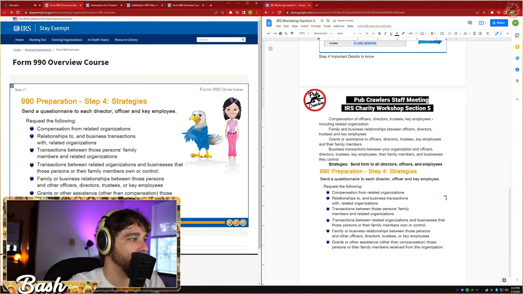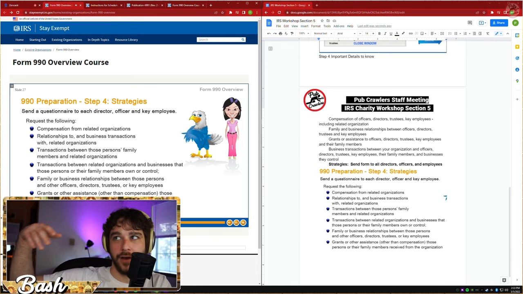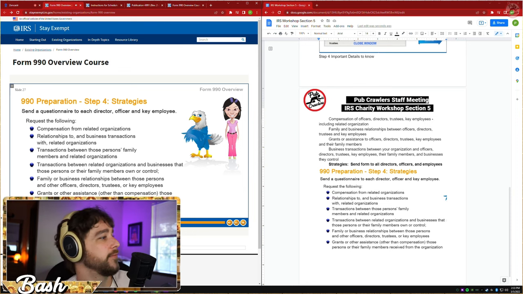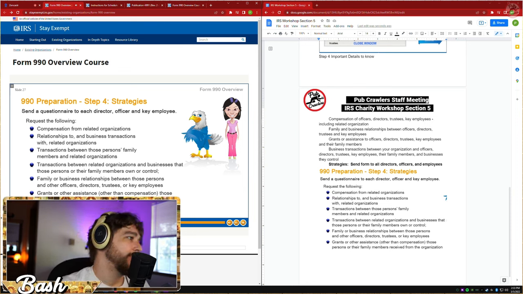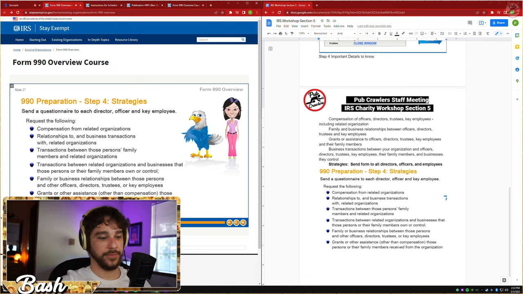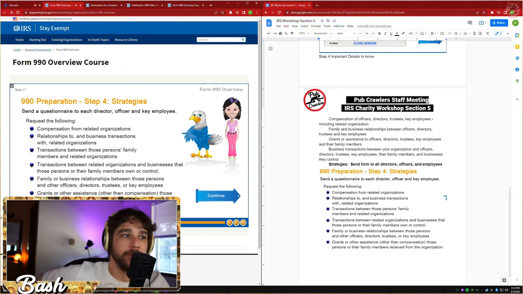Sweet. Organizations to complete a similar. And she's just talking about if we have related organizations, do we have to send it to all of them? Yes. And definitions from the Form 990 and its instructions, then ask each officer, director, trustee, key employee, and related organization to return the questionnaire in plenty of time for you to complete your 990. Select the continue button for my last preparation step.